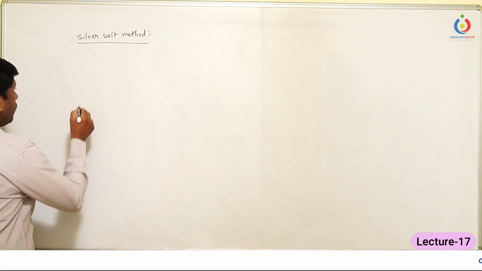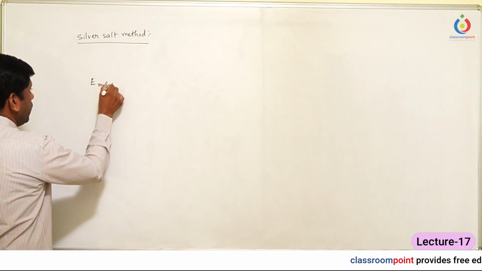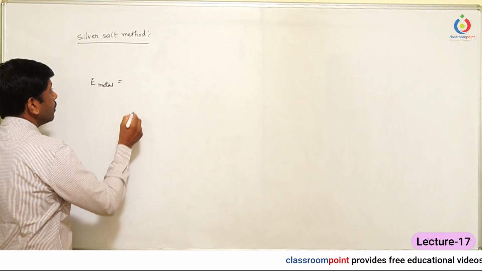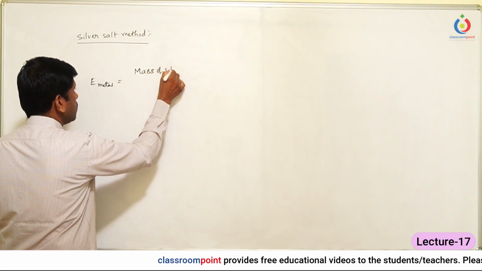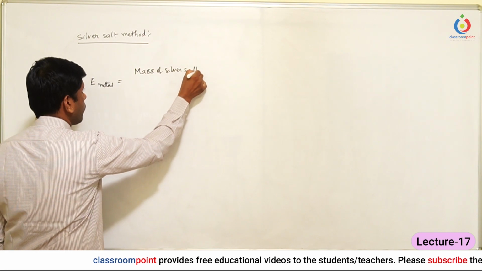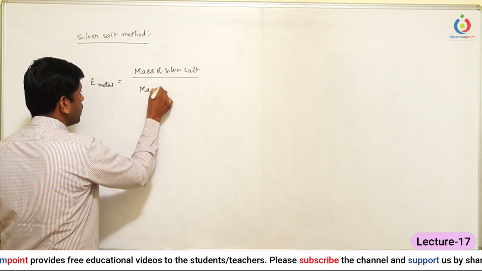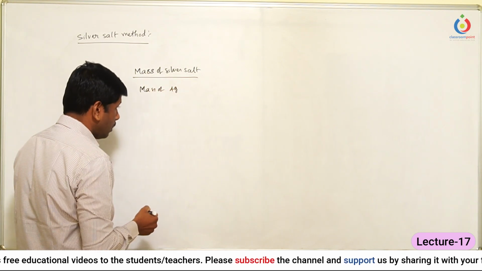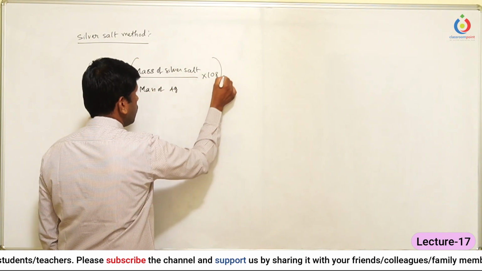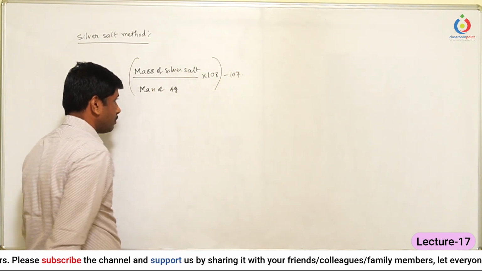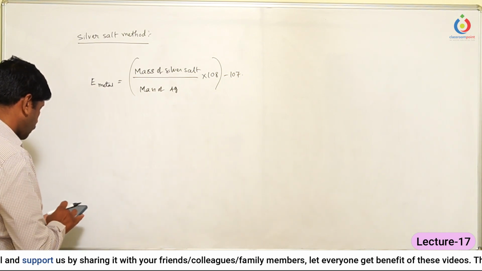So here the equivalent mass of the element or metal is equal to mass of silver salt divided by mass of silver, into 108 minus 107. So let's solve one question using this formula also.